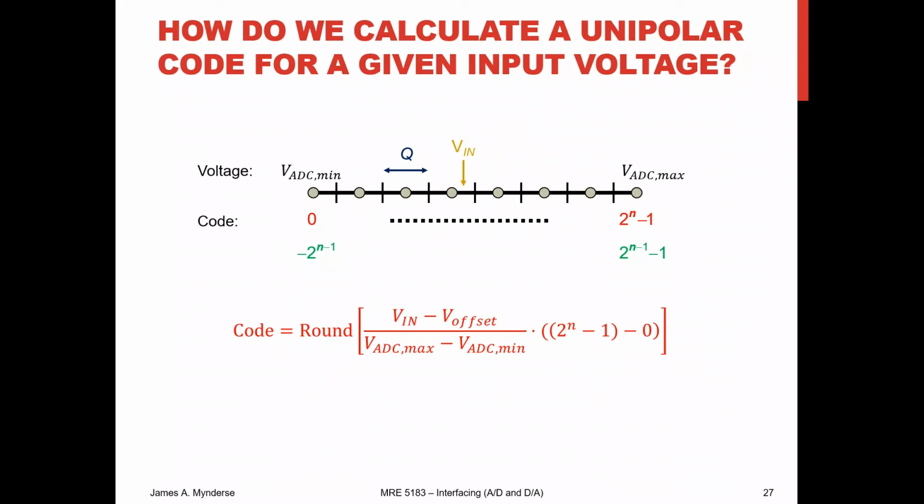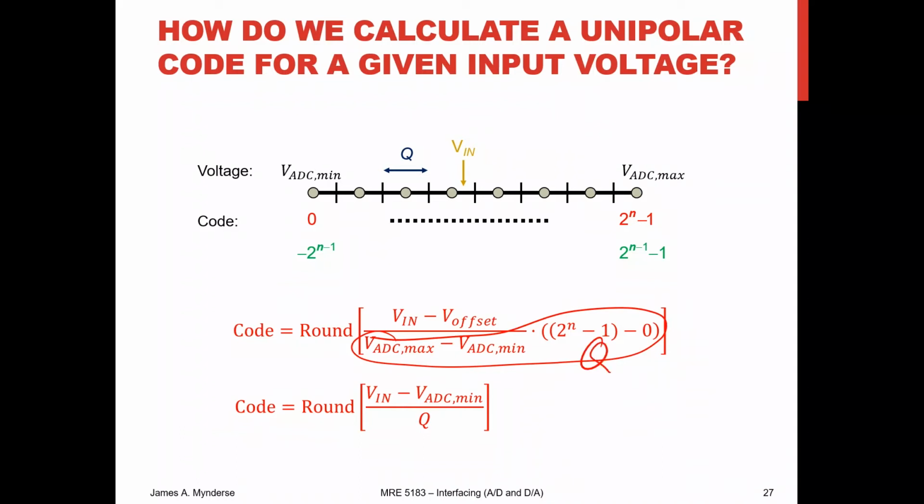And we do have to round it, of course, because we're going to binary numbers that are going to be whole numbers here. So we can simplify this because we know this thing is Q. So we can say that the code is going to be rounding Vn minus VADC min over Q.